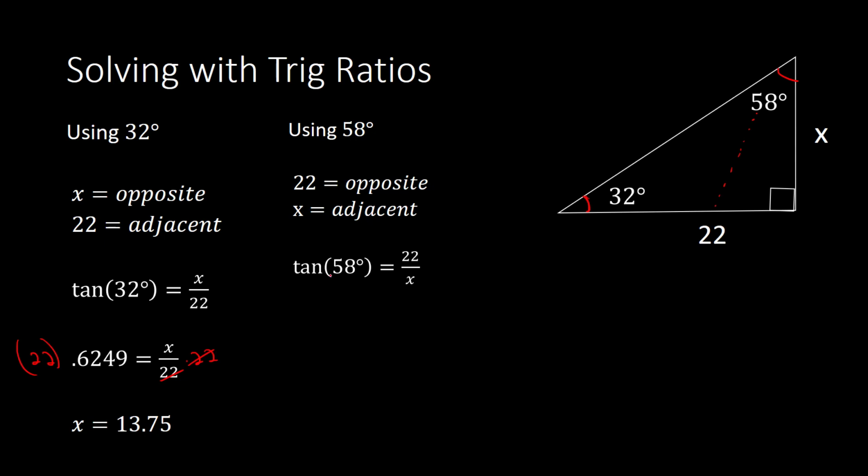So then in your calculator, type in tan of 58 degrees. When you do that, you're going to get 1.600 for that answer. And then from here we can solve for x.